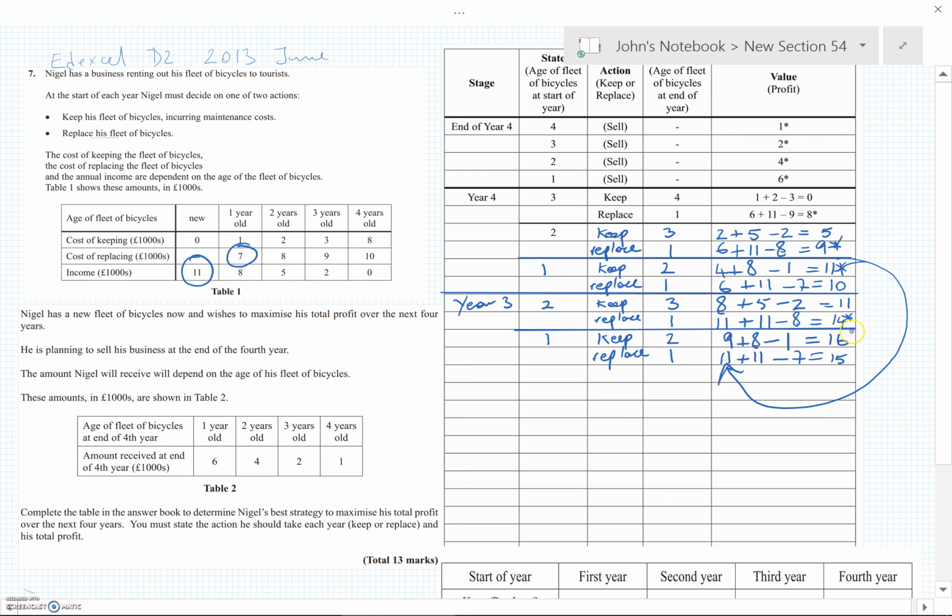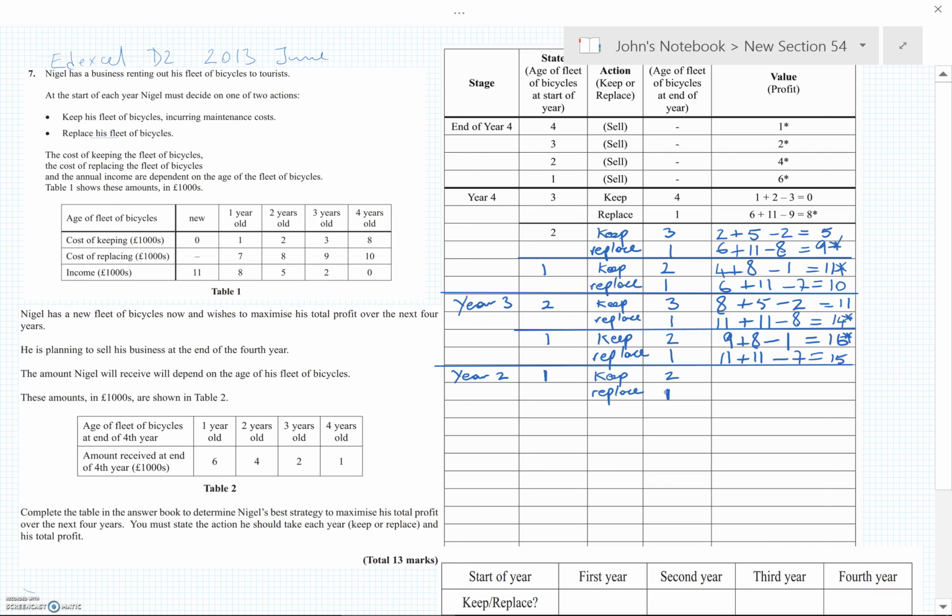The optimum of these is 16, so that's the optimum one which we star. So that's stage year 3 completed. That stage is now done. Year 2, we will undoubtedly have 1-year-old bicycles. They cannot be anything else because we started at the beginning of year 1. We then choose whether to keep those 1-year-old bicycles or replace them. If we keep them, of course, they become 2-year-old bicycles. If we replace them, they were new at the beginning, so they're 1-year-old bicycles at the end.